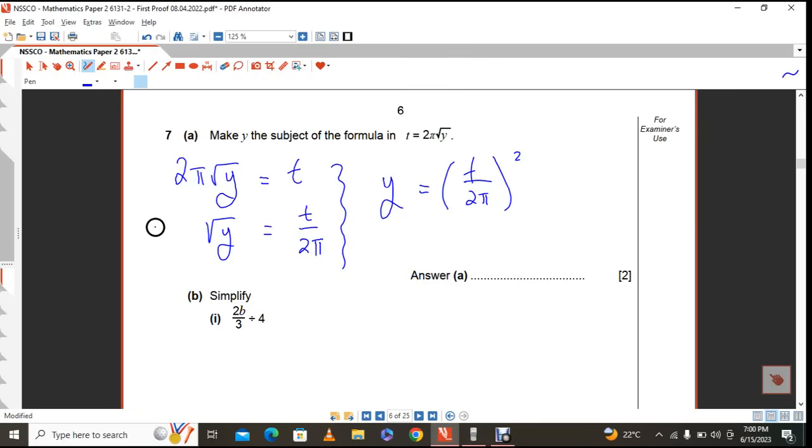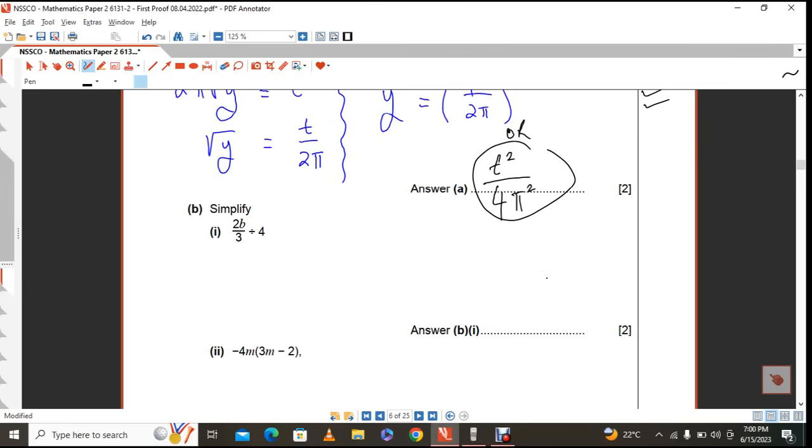Or you do find other people who go further, not necessary though for this level. They can go further and say, okay, t squared is t squared and 2 squared is 4 and pi squared. I hope it's clear. Either one will give you the 2 marks.